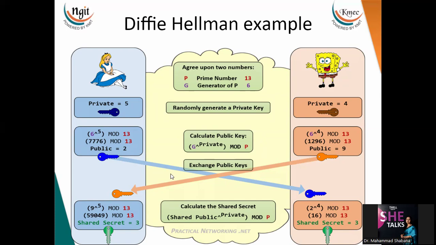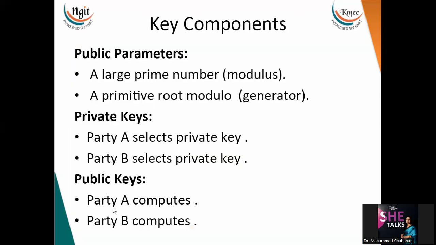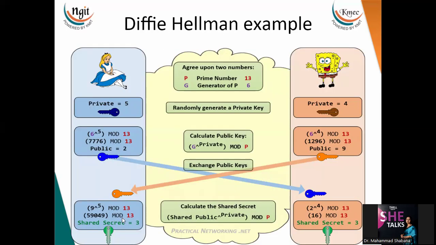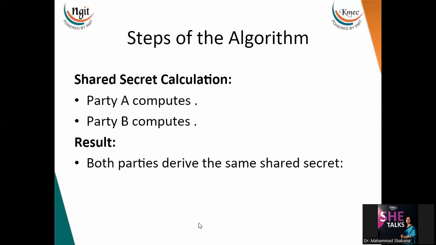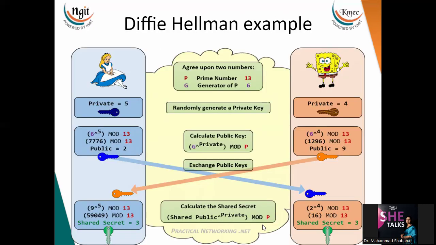Then both parties exchange their public keys. Alice sent her public key 2 to Bob, and Bob sent his public key to Alice, which is 9. So each party uses their private keys and the received public key to calculate the shared secret key. Alice computes public power private mod P. So we are taking here 9 power 5 mod 13.